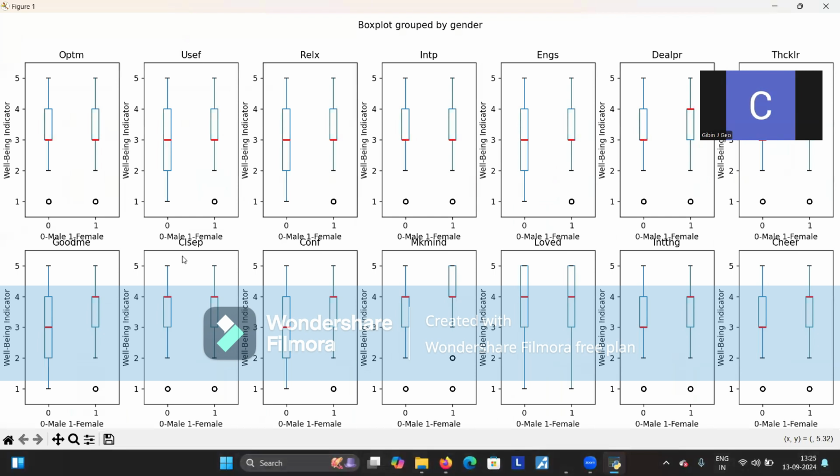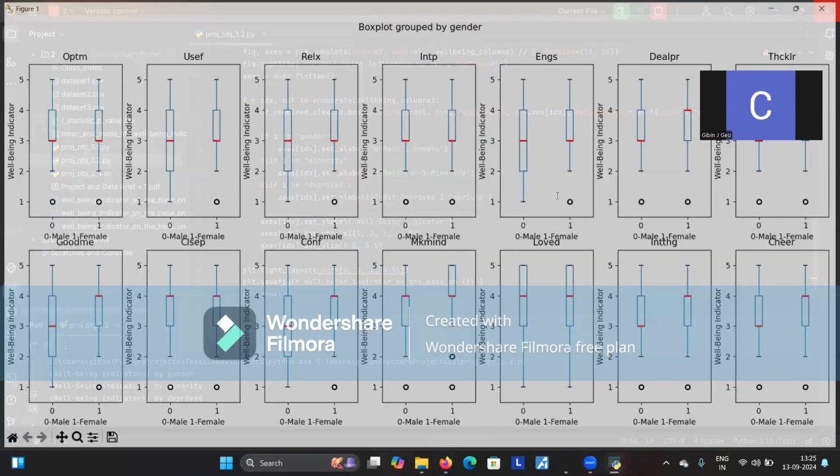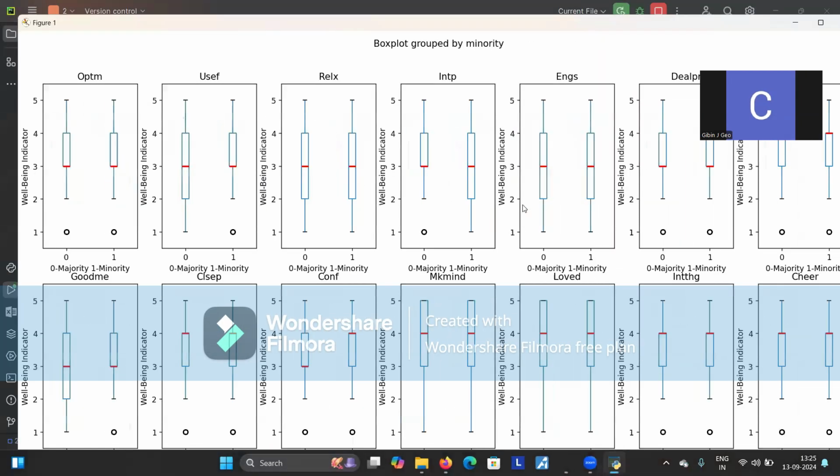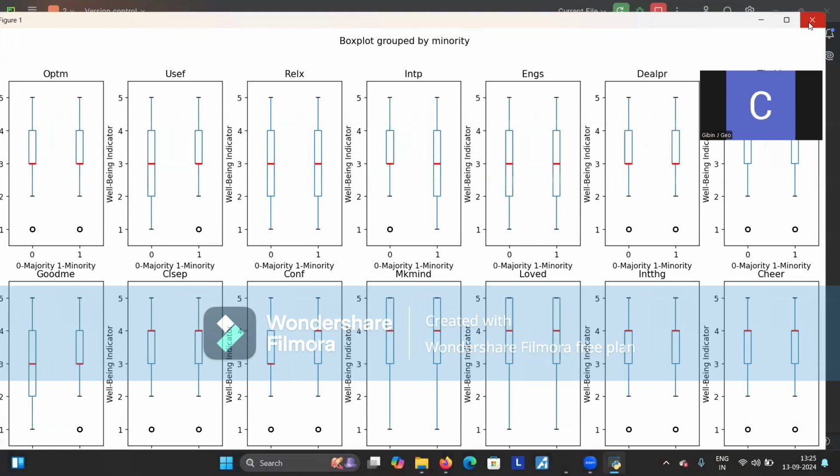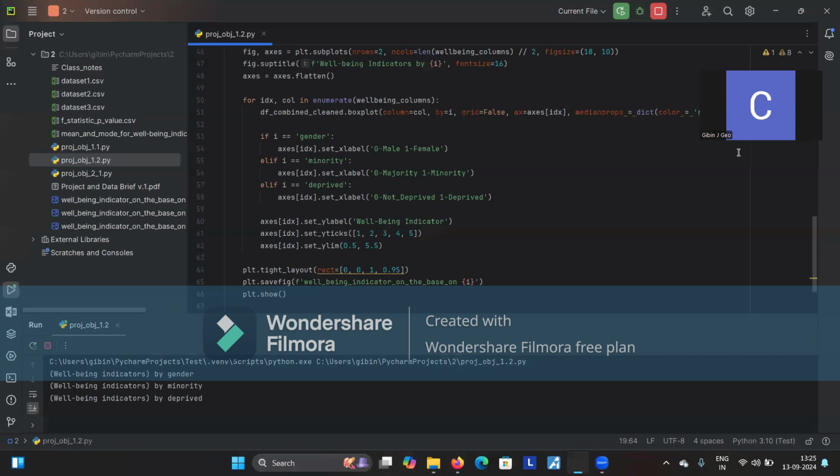This is the first, where we did the classification on the basis of gender, male and female, on the well-being indicator. The next is based on the minority status on the well-being indicator. The next is the deprivation status.